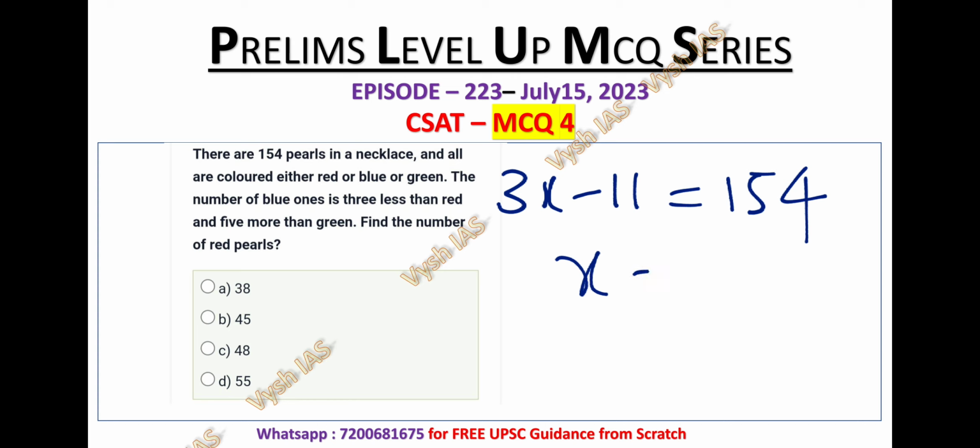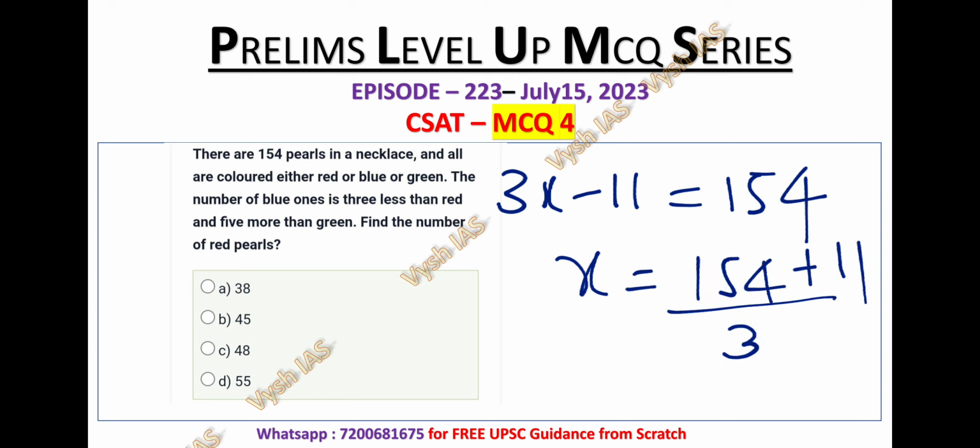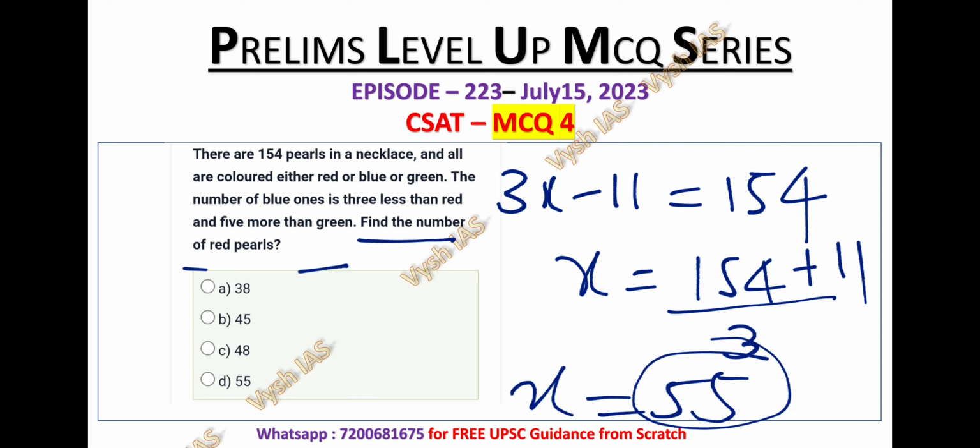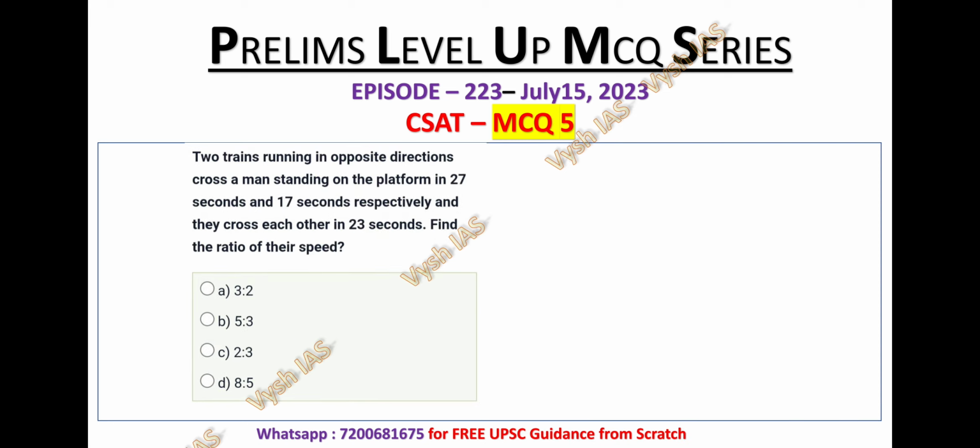So x is nothing but (154 plus 11) by 3. The answer will be 55. So the x value is 55. They have asked for the red pearls itself, and we have assumed red pearls as x, so the x value is 55. So option D is the correct answer for MCQ number 4.